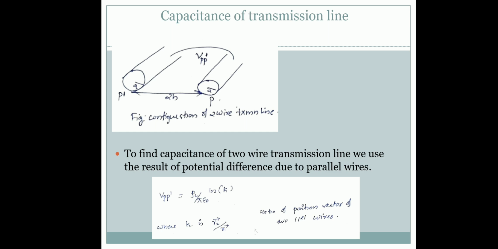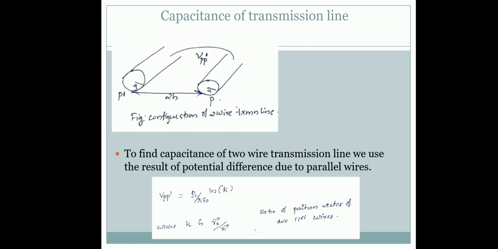So in figure we can see a parallel wire transmission line consisting of two conducting cylinders having radius a each, and 2h is the separation between their centers. It consists of two parallel conducting cylinders having radius a each, and the separation between these two cylinders is 2h, and the potential difference between them is called V_pp'.